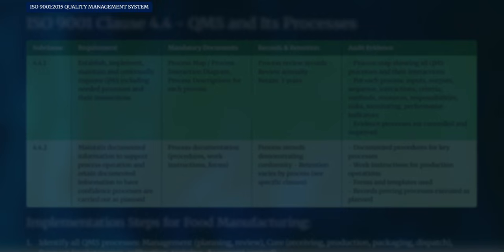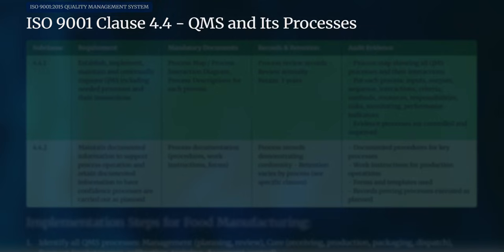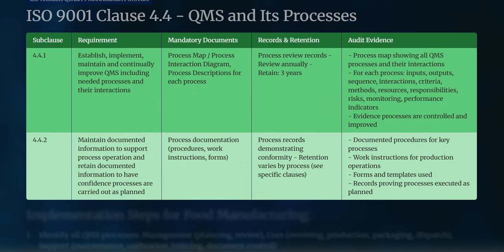All right, we are continuing with QMS. And now let's move to ISO 9001 clause 4.4, QMS and its processes. In subclause 4.4.1, the requirement is to establish, implement, maintain, and continually improve the QMS, including needed processes and their interactions. In the mandatory documents here, you should have a process map or process interaction diagram and a process description for each process. For the records, you need process review records, reviewed annually and retained for 3 years.